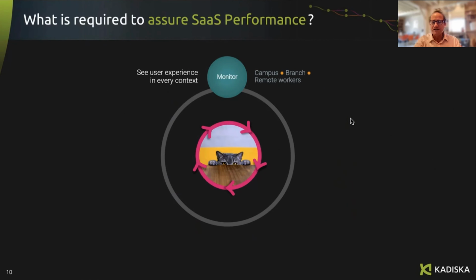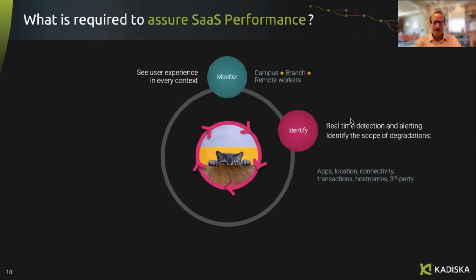And probably the second step is you want to identify in real time any degradation that would come up. And you probably want to understand right away what is the scope of that degradation. So basically, which users are having that degradation, or for which applications, where they are located, what is the way they access the SaaS applications? Is it through local internet breakout? Is it centralized? And for which transaction, which host names, and eventually which third party to the SaaS platform.